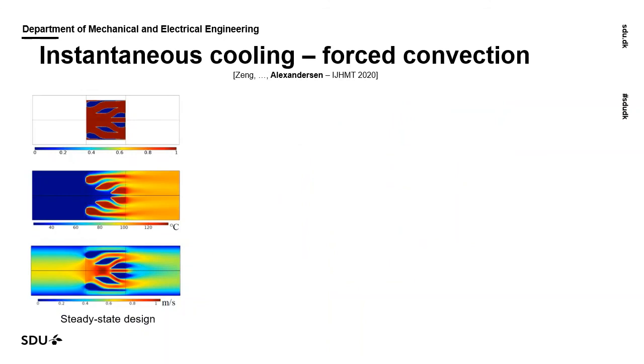If we then want to compare it to steady state cooling, we get a result like this. We see this is much more streamlined. We have these sharp aerofoil type features, and we actually don't use all of the material that we're allowed, because now the convection is the dominant effect, whereas for the instantaneous cooling effect, we also have some heat capacity, a thermal storage, that becomes important.